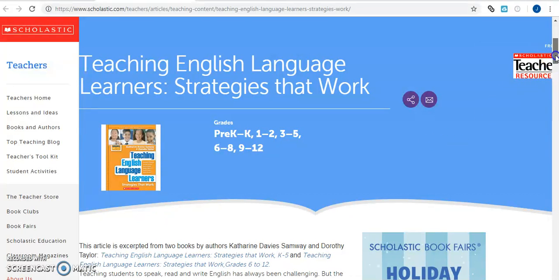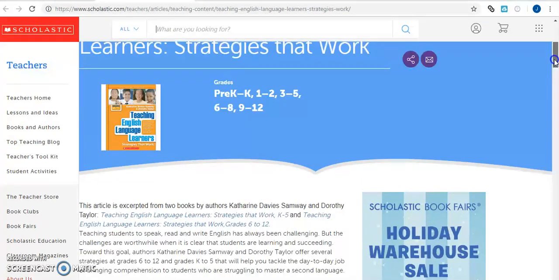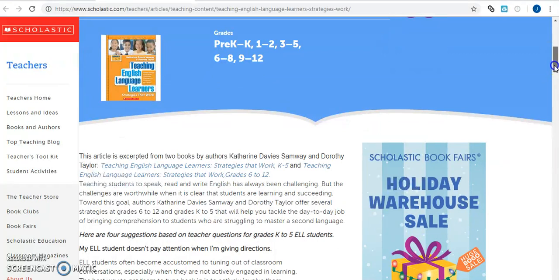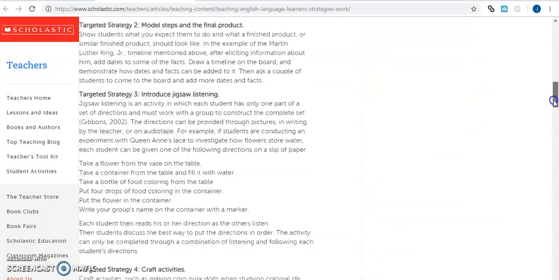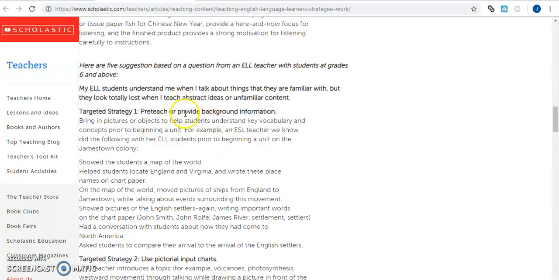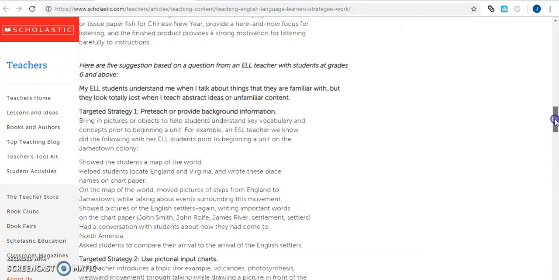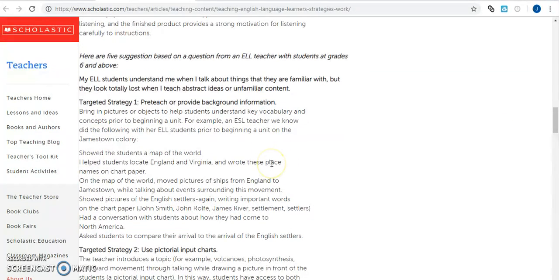So it's definitely a website I recommend using, and it's a cool article to pull some strategies from because it does focus through the entire educational curriculum. So going through here, the strategy that I decided to use was actually down here. It was the first strategy, and it was to pre-teach. And this one focused more towards the secondary grades, so 6th through 12th. And the strategy was the pre-teach or provide background information.